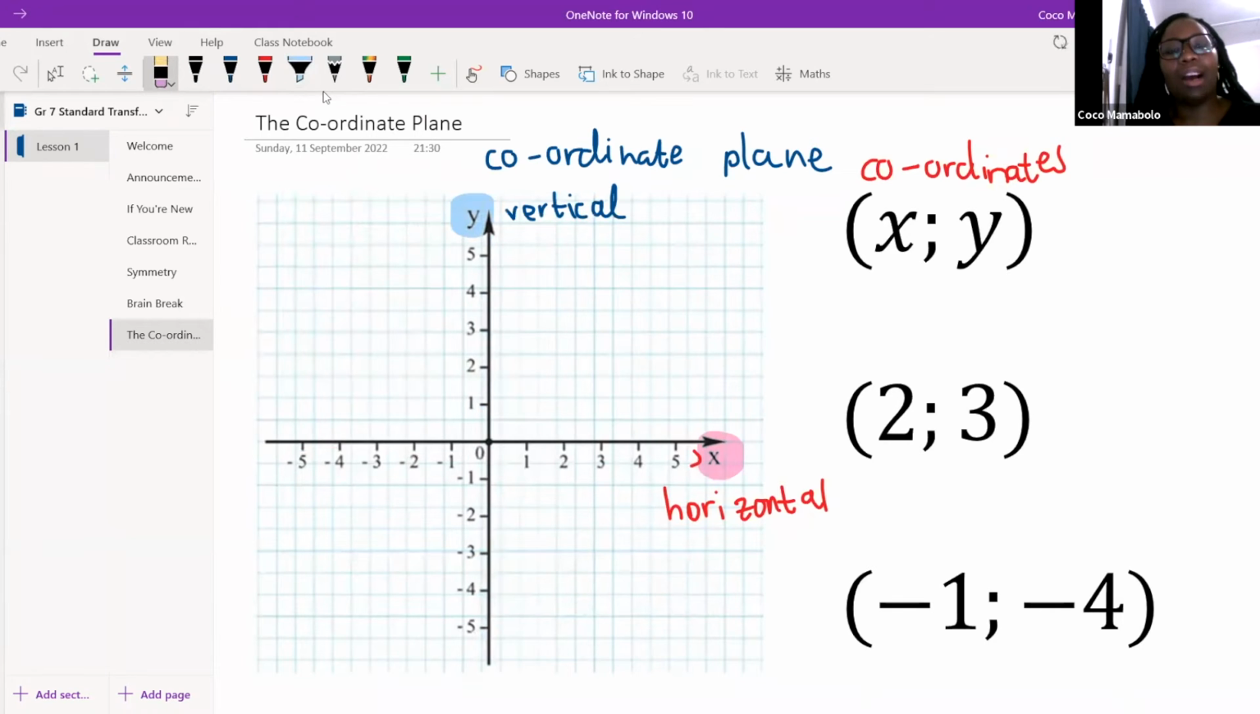Now, it would be very advisable for you to draw this so you don't forget. We're going to be looking at it in a little bit more detail on Wednesday, but it's fine. You can draw it if you need to.